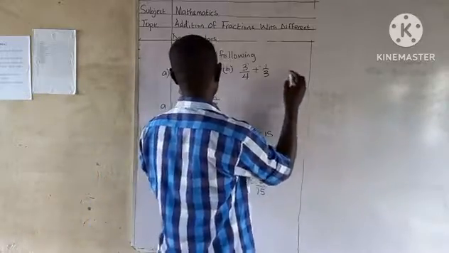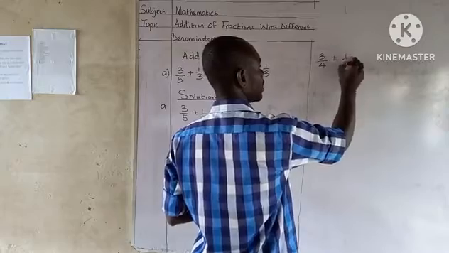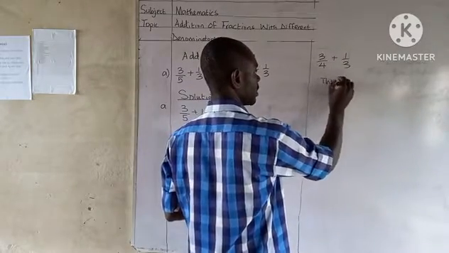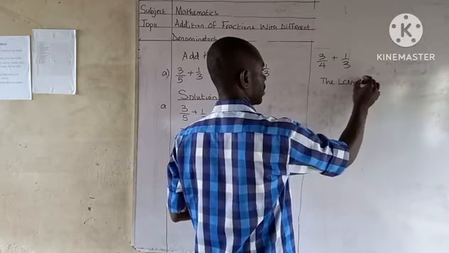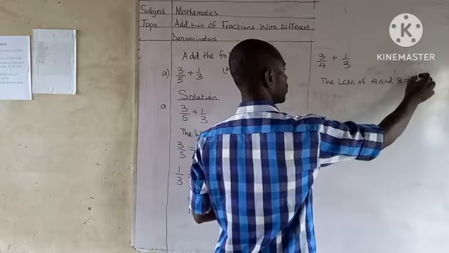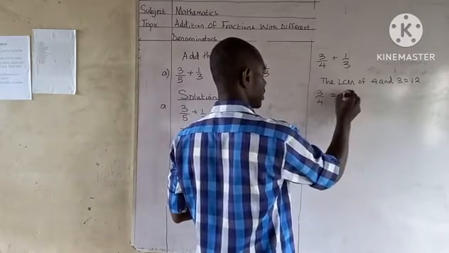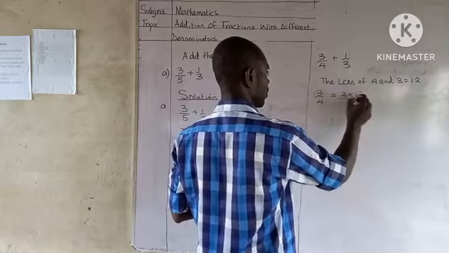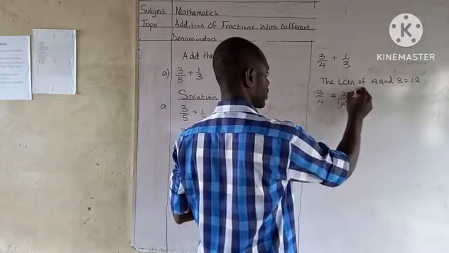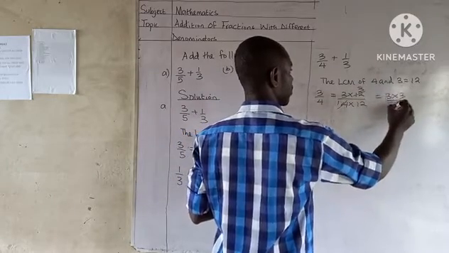A. Now for B, now we have 3 over 4 plus 1 over 3. We are still going to rename such that the LCM of 4 and 3 is equal to 12. So 3 over 4 will be the same thing as 3 times 12 over 4 times 12. 4 we cancel itself here once, here 3. So that we have 3 times 3 over 12.